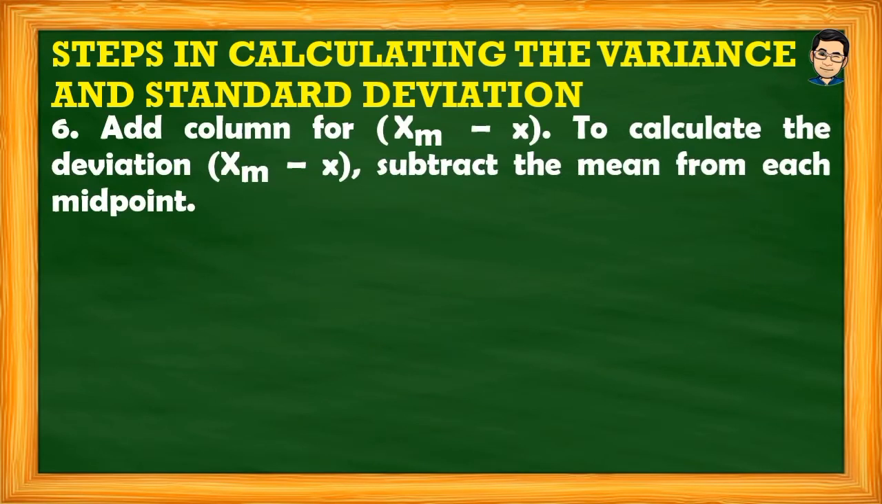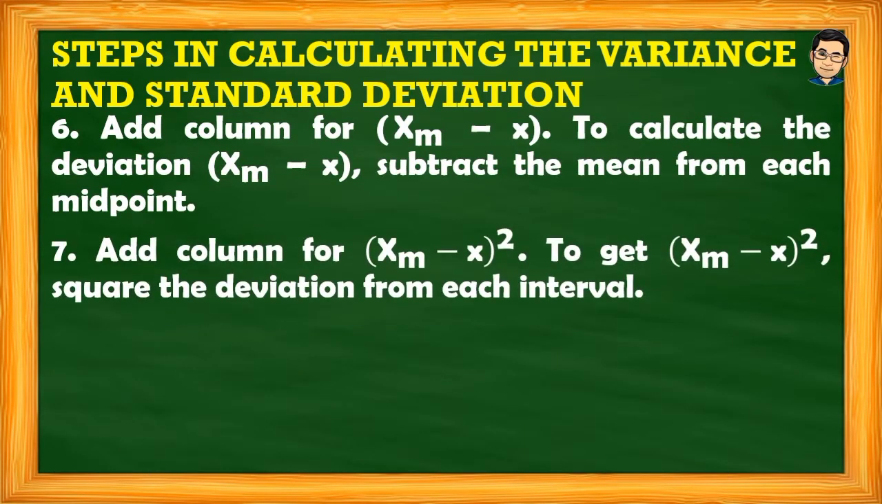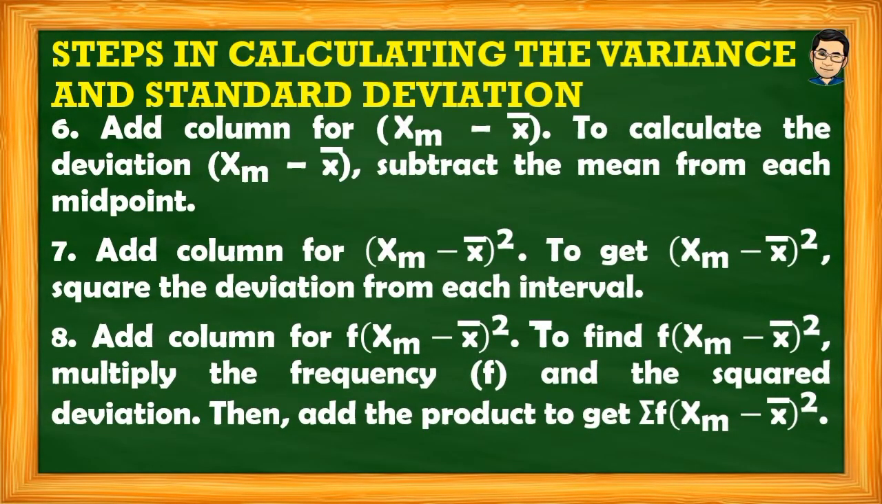So, let us add a column for the difference of the class mark and the mean. To calculate the deviation, subtract the mean from each midpoint. Okay, so yan po yan. Kailangan makuha muna natin yung mean para makuha natin yung difference nung kada midpoint. Midpoint of each class.